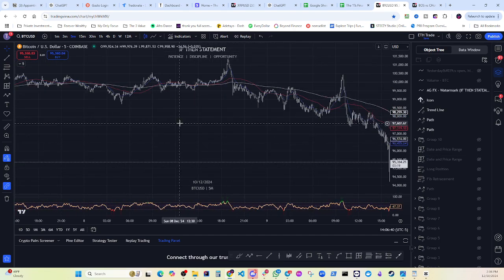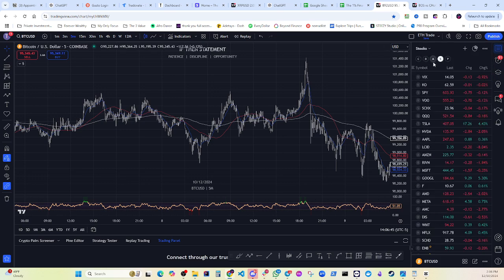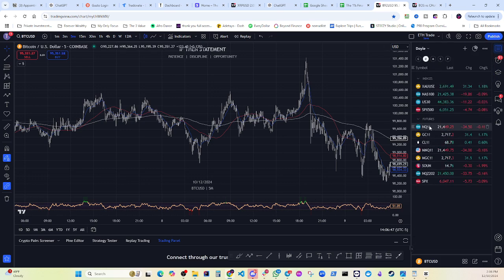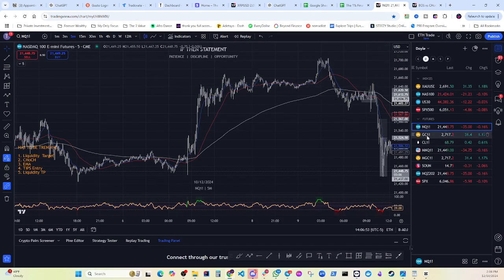The first thing, let's actually pull up the checklist that I have. So I trade futures. I trade gold. This is gold futures. And then NAS 100.